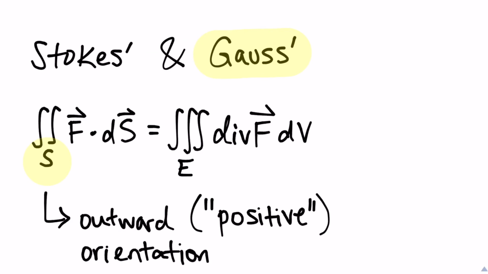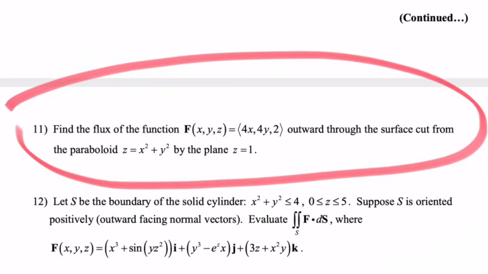This theorem states that under conditions that fulfill this applicable criteria, the flux of vector F across the boundary surface of E is equal to the triple integral of the divergence of vector F over the region E. Now let's look at an application of Gauss's theorem in number 11 from the test review sheet. So this problem wants us to find the flux of this given vector function outwards through the surface cut from a paraboloid by a plane.